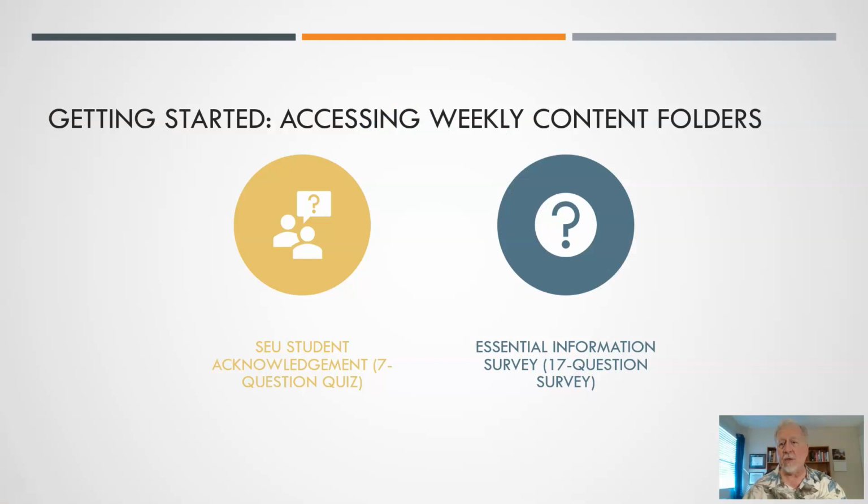Also, in terms of accessing the weekly content folders, there are a couple of items. I don't want you to be confused by them. They're not graded assignments. They are just ways for us to access the website. So the SEU Student Acknowledgement is a 7-question quiz. It really is one of those things that gives you an opportunity to review some key policies for us at Southeastern University. And then there is the Essential Information Survey, which just asks questions that are basically about your background, etc. So you need to complete these. They won't take very long, but having completed them is what will give you access to week 1 and week 2, etc. And so just go ahead and jump in and do that. Remember, they're not graded assignments, but they are relevant in terms of providing background for the class.